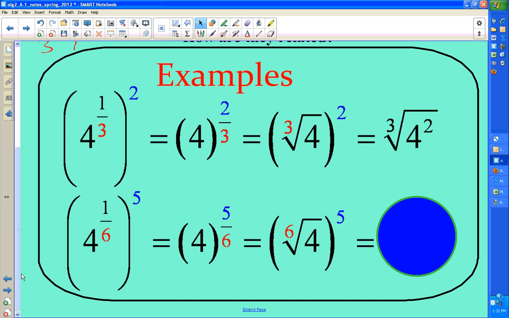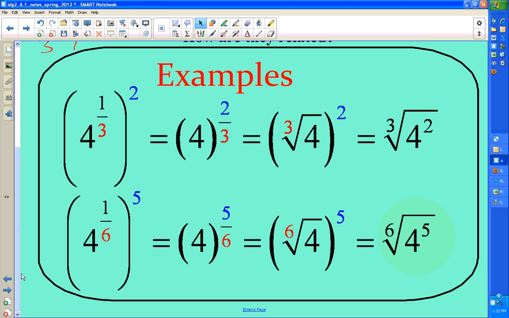Your other option for that power of 5 is to do what with it? Put it inside, and it will be the 6th root of 4 to the 5th. Now again, on this one, this is going to be the better way to go, but in other cases, this would be the better way to go. It's not important today, it's just important in the future. Any questions on those two?